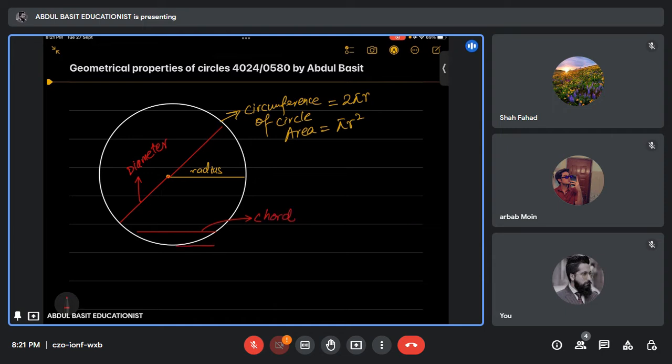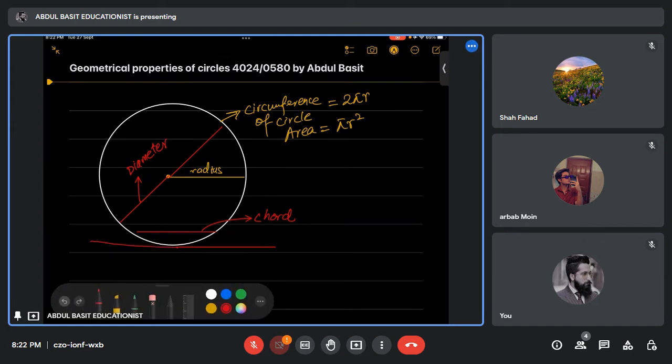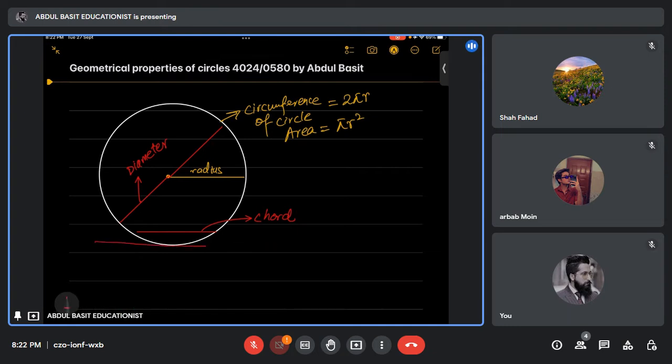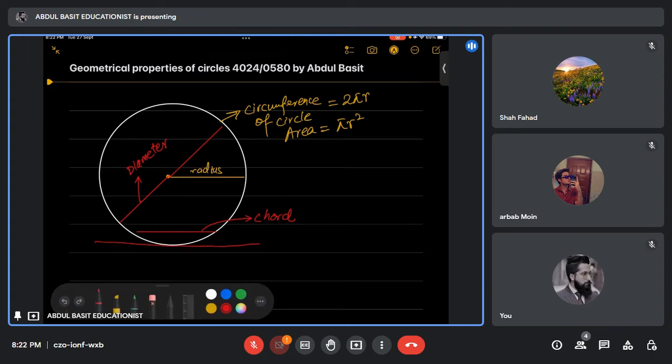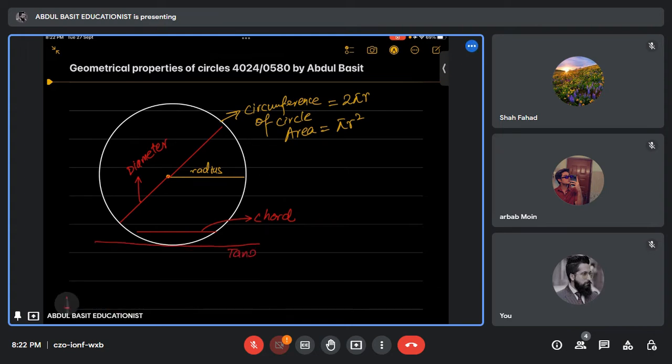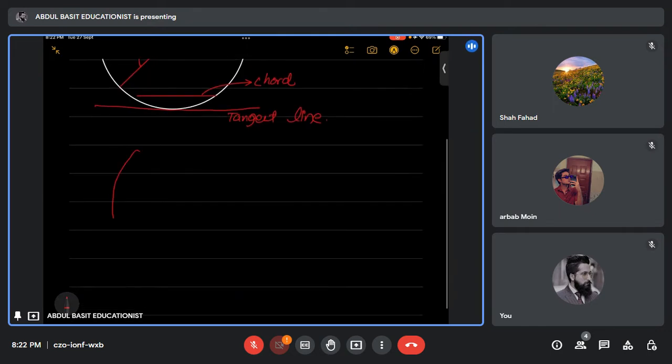A line touching the circle from the outside, you can see that this line is touching the circle from outside, is known as the tangent line. Tangent line. Okay, moving forward, let's suppose we need to know some more terminologies.